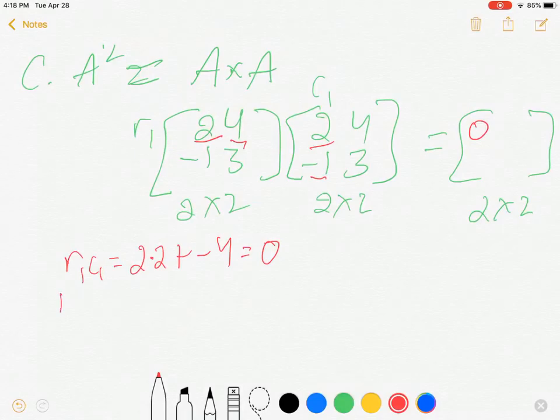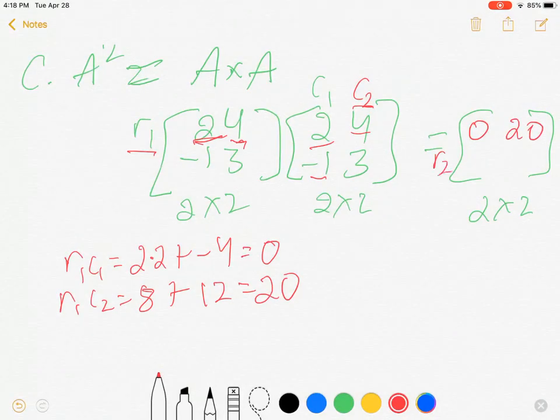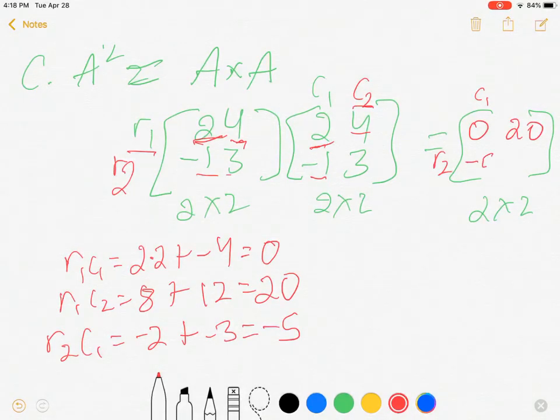Now to find row 1, column 2, I take row 1 times column 2. So start with 2 times 4, that's 8. Cross to the left, down with the right, 4 times 3 is 12. 8 plus 12 is 20. Now to find row 2, column 1, I go to row 2, column 1. Negative 1 times 2 is negative 2. 3, cross to the left, down with the right, times negative 1, negative 3, that's negative 5.